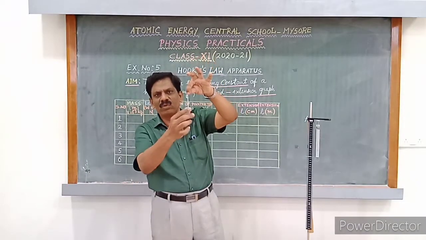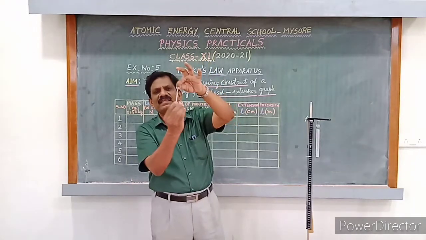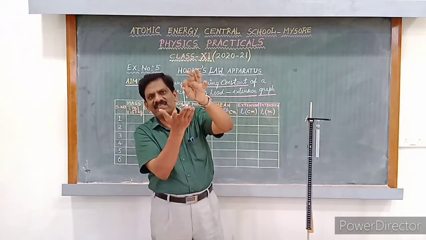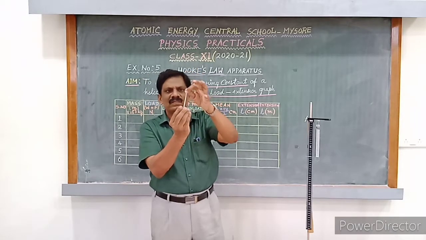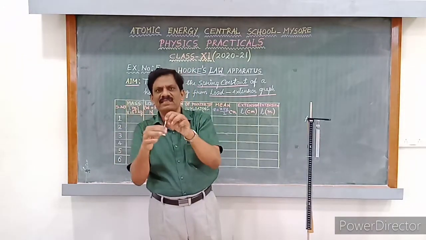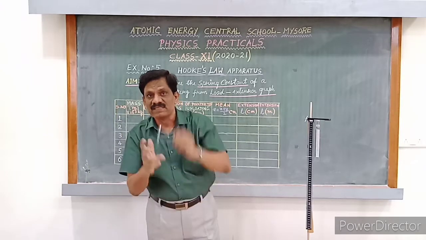Can you all understand how to attach and detach the weights? Now the final portion you see is not detachable. It is permanently fixed to the bottom. So this hook and the bottom slot together is a 50 gram weight, and this is called a dead load.